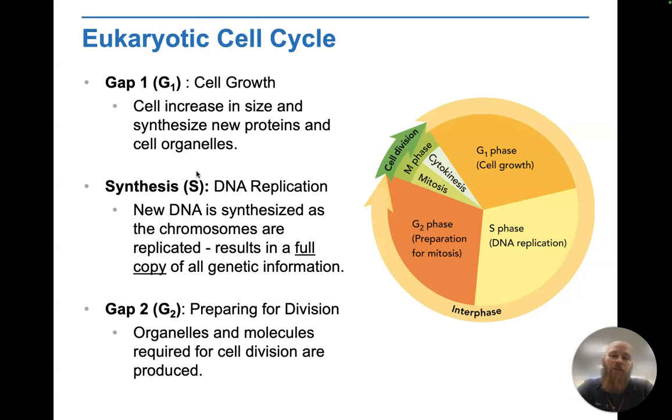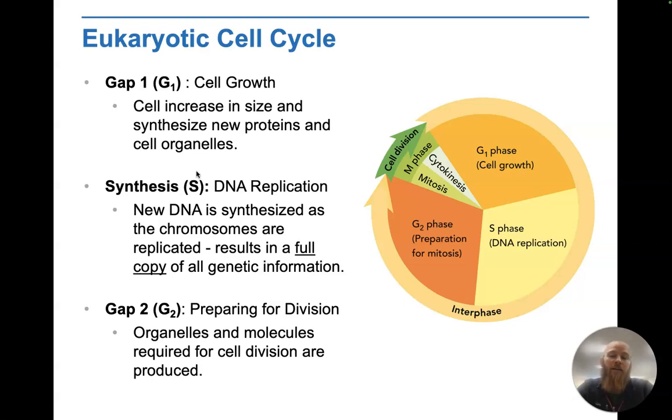After gap 1, we go into what's called S phase, and that just stands for synthesis. This is where we're creating something new. We're synthesizing. And what we're actually making in this case is a full copy of our DNA. So we're seeing DNA replication. So basically, new DNA, we synthesize it. The chromosomes are completely copied or replicated. And this is going to result in a full copy of all the genetic material. So now we can actually divide 2 full copies one into each new daughter cell.